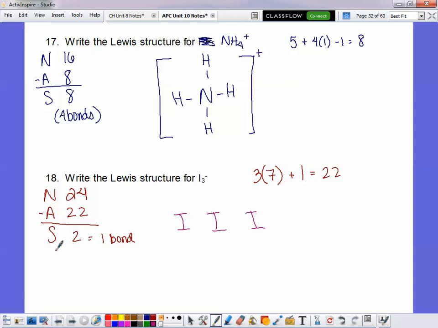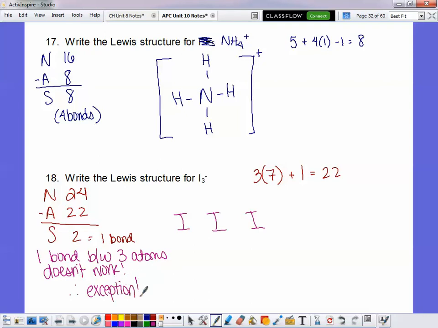So, hold on. 1 bond, let me write that down. Doesn't make sense, or doesn't work. Therefore, it's an exception. So, really, for the exception, you just have to use the available electrons. Remember, we have to use all of them.